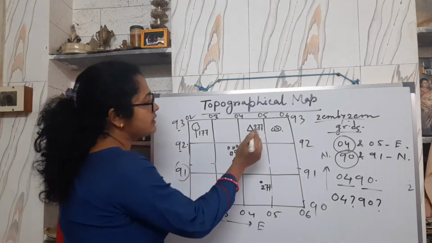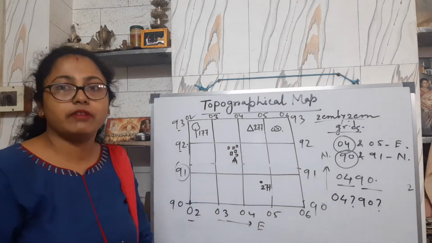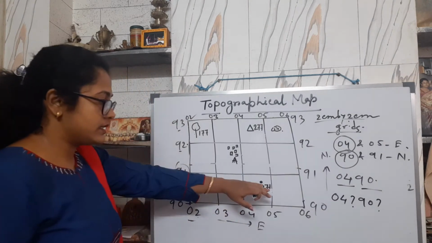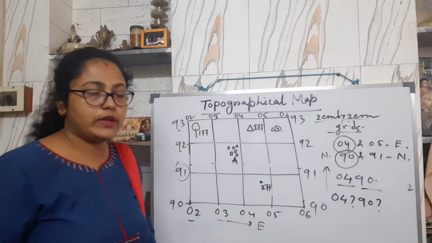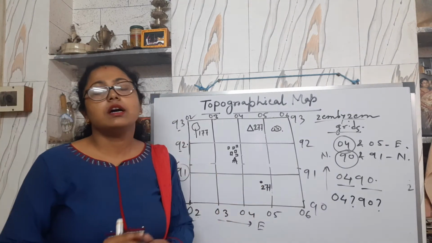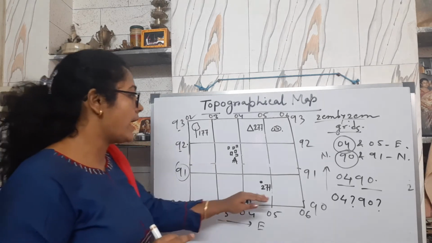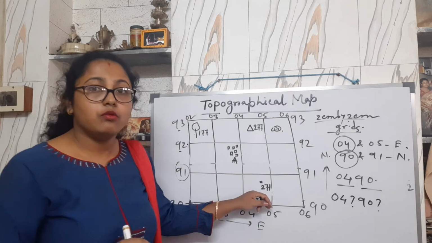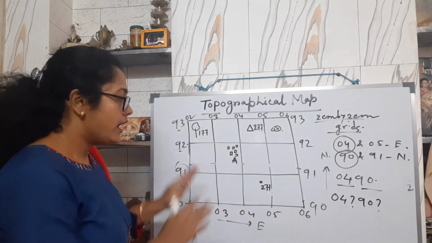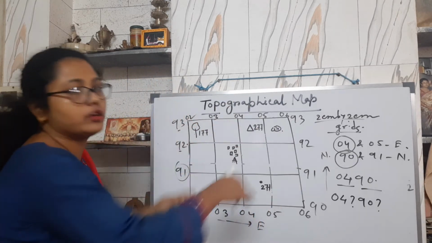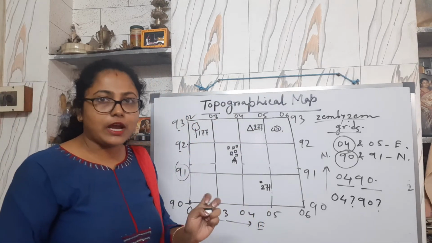Let me take at first the spot height 271. The question is, find out the 6-figure grid reference of the spot height 271. What will be your answer? Now what will I do, students? I will draw this grid in a broader sense on the board. You try to understand.